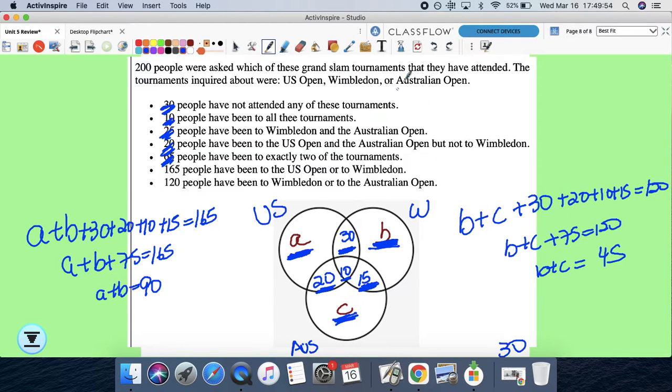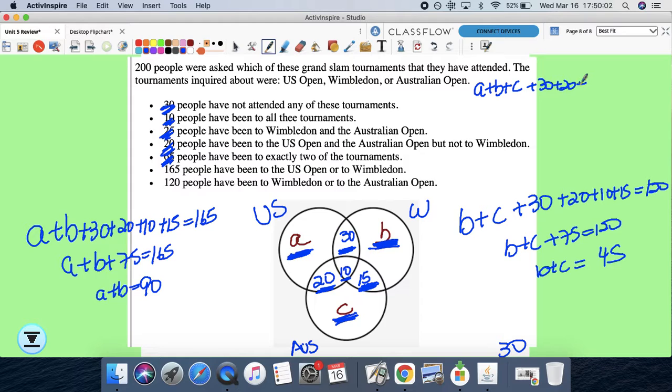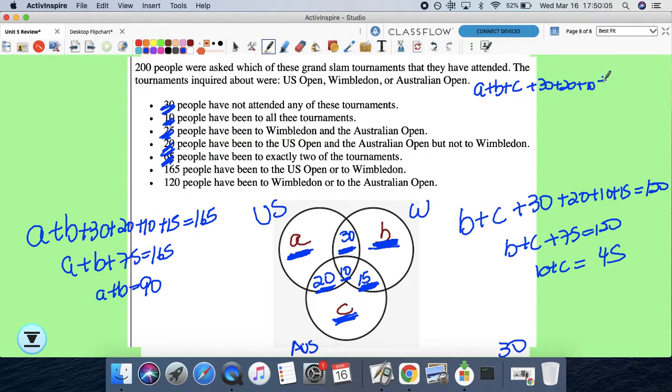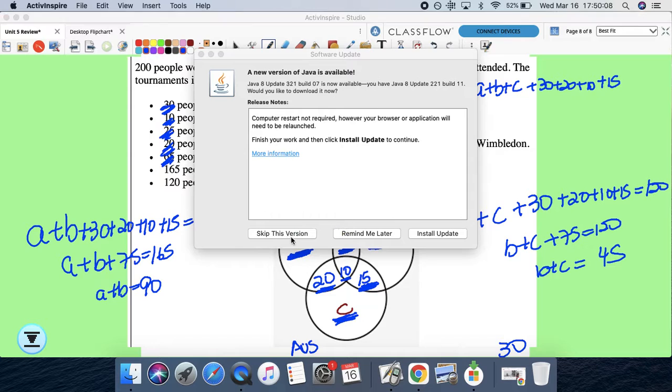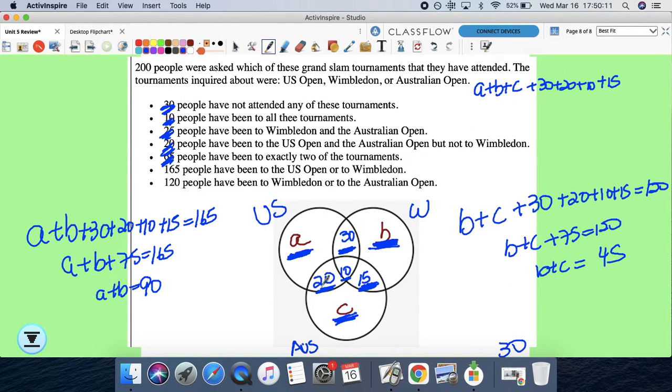All right, so all the parts together: A plus B plus C plus 30 plus 20 plus 10 plus 15, and I'm not going to forget the 30 that are outside. So 30 plus 20 plus 10 plus 15 plus the 30 who are outside, and this time it gives me 200. So A plus B plus C, let me add that, 30, 50, 60, 75, 105, plus 105 equals 200. Subtract 105 from each side, and A plus B plus C equals 95.